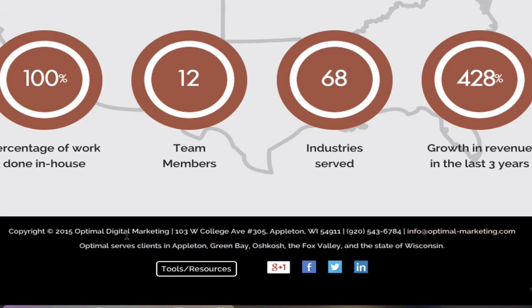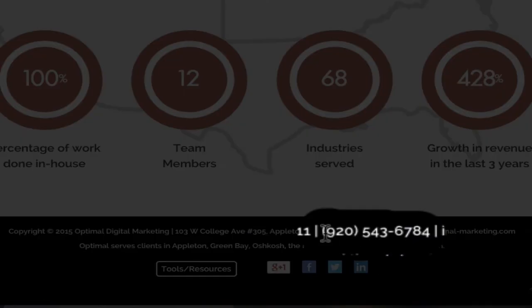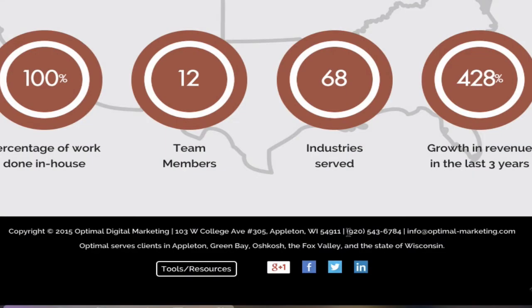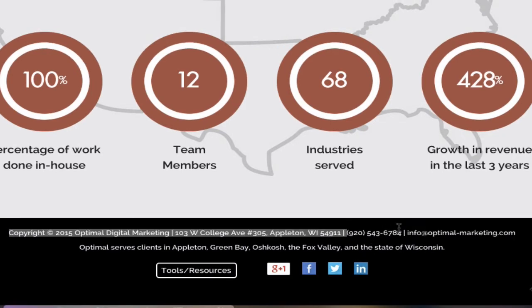Also, make sure your phone number is always as text and never an image. The reason why is because search engines cannot read images unless you give them alternative text. So it is important that you always include your phone number here as text.